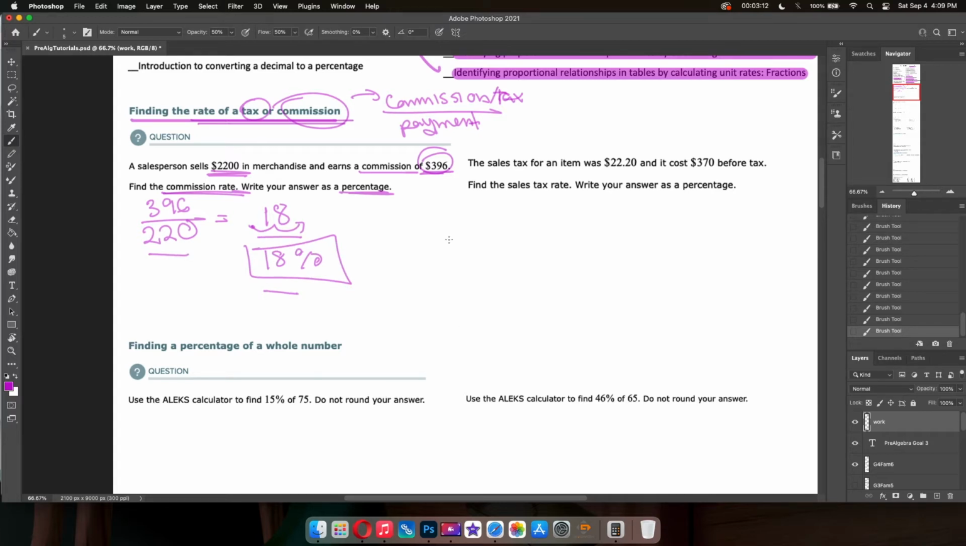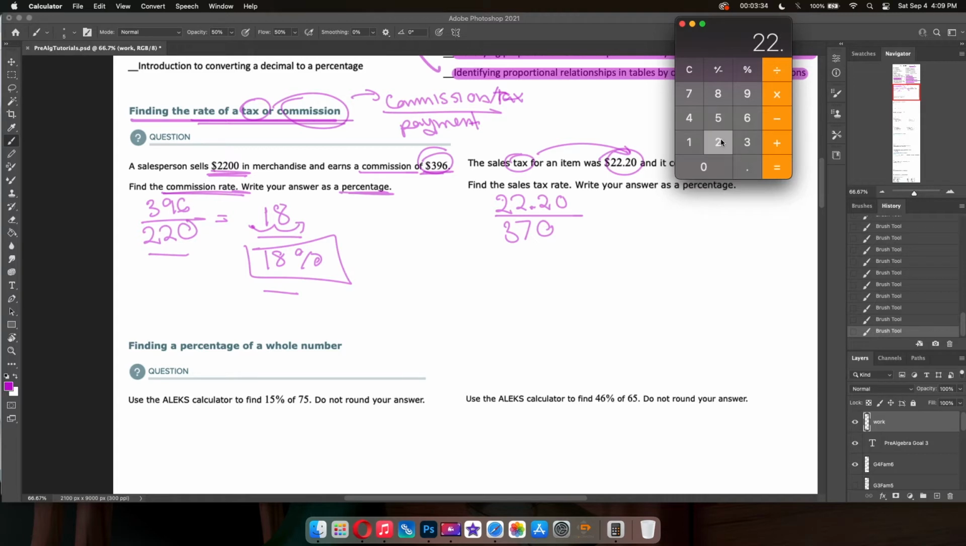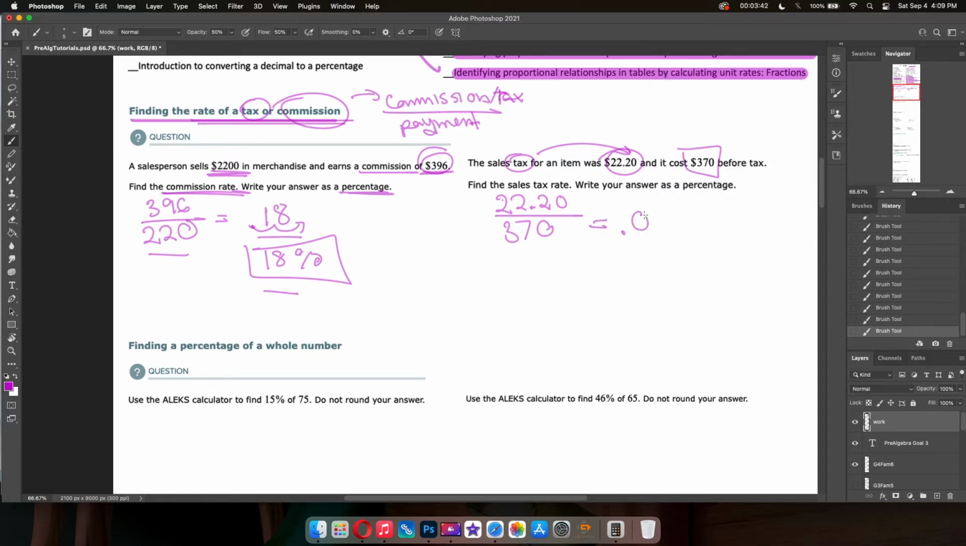Very, very simple. Over here, the sales tax for an item, the tax was $22.20, so that's going to go on the top. And then it cost $370. So we're going to pull out our calculator again. 22.20 divided by 370 equals 0.06. That's the Connecticut tax rate right there. I can tell because if I move it over 2 decimal places, it then becomes 6%.